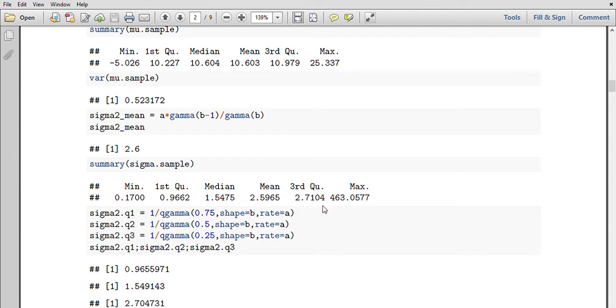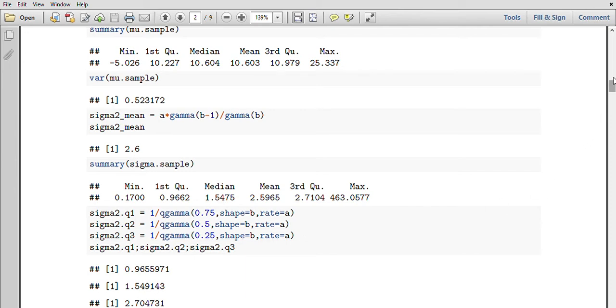So now let us compute the population quartiles for sigma square. Now notice that this is an inverse gamma distribution. So if eta p is the pth quantile of inverse gamma, then eta p is the same as 1 upon xi 1 minus p, where xi 1 minus p is the 1 minus pth quantile of the gamma distribution. So using this relationship between the quantiles of gamma and inverse gamma, I have computed population quartiles for the inverse gamma distribution.